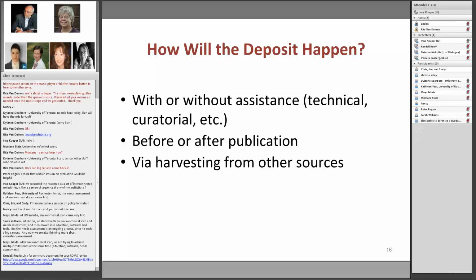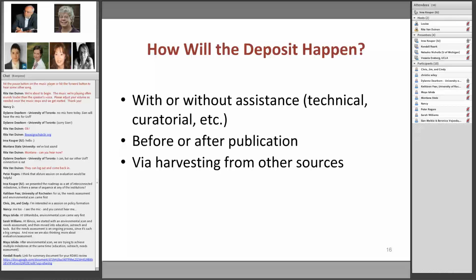The deposit can happen before or after publication, and that's one of the orientations of an institutional repository. It may or may not support preprints only, or also work with publishers and have policies in place that guide the deposit of supporting materials for publications, or the deposit after publication, because it will depend on user agreements and different kinds of things.